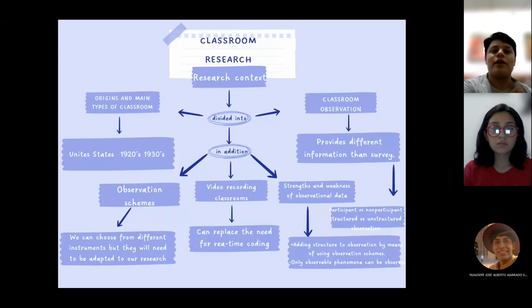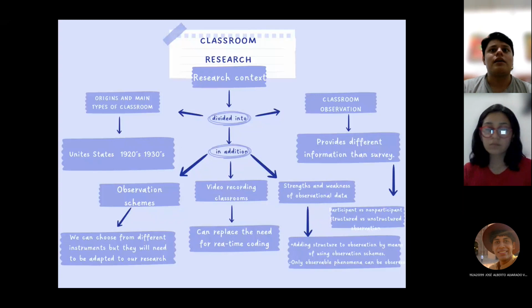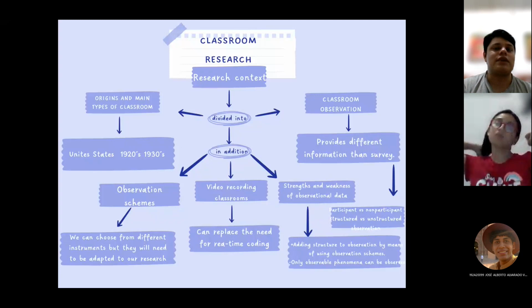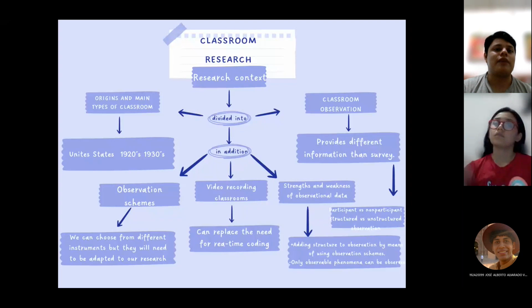Okay. Then we have the observation schemes, which we can choose from different instruments, but they will need to be adapted to the research. Here we have two main methods of recording events. The first is event sampling, and the second is time sampling. Event sampling is recording a category every time that it occurs. And time sampling is recording a category every 30 seconds or a minute.